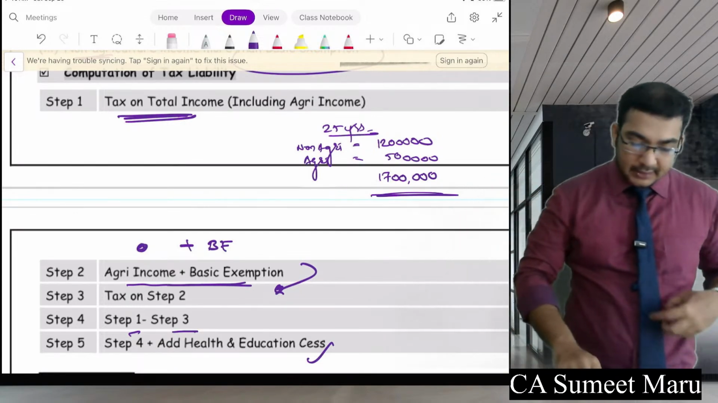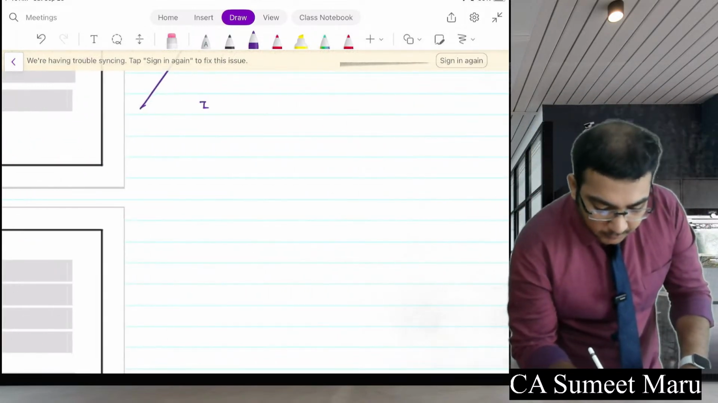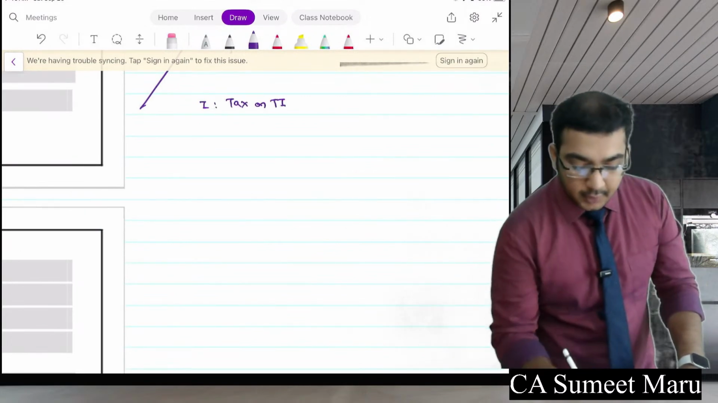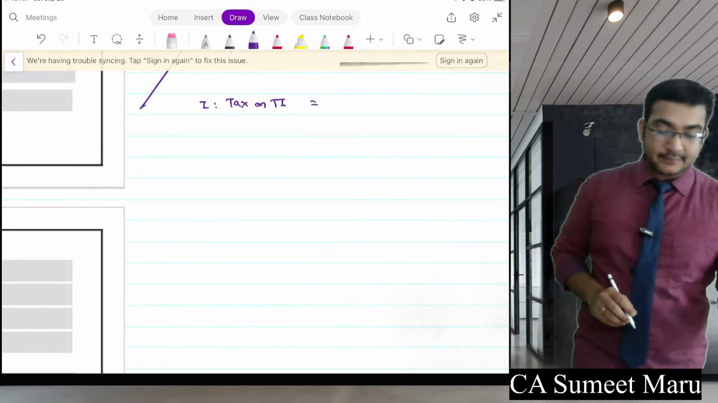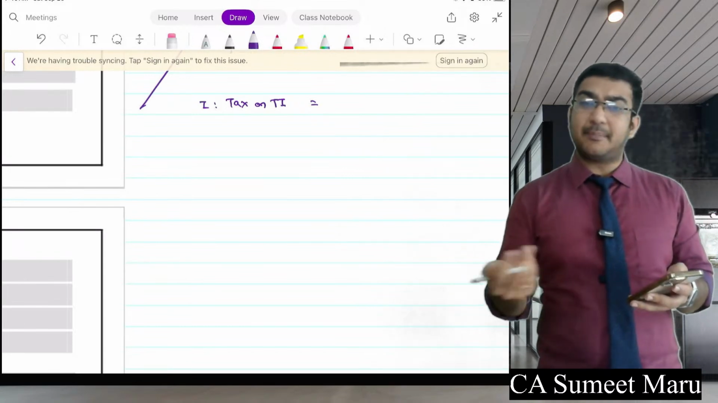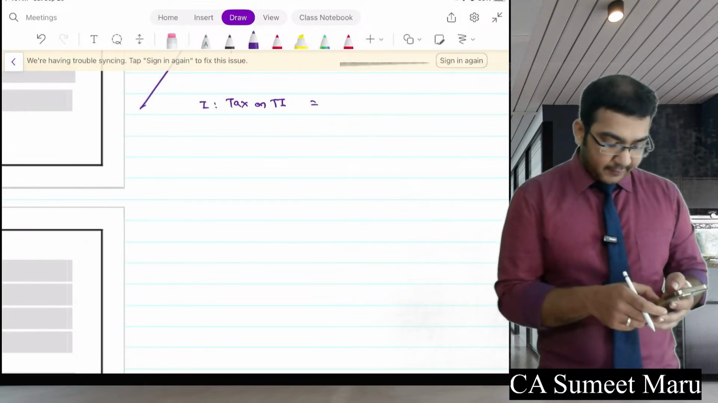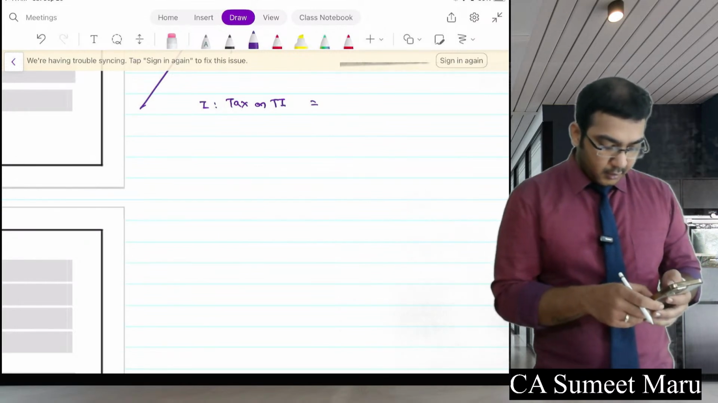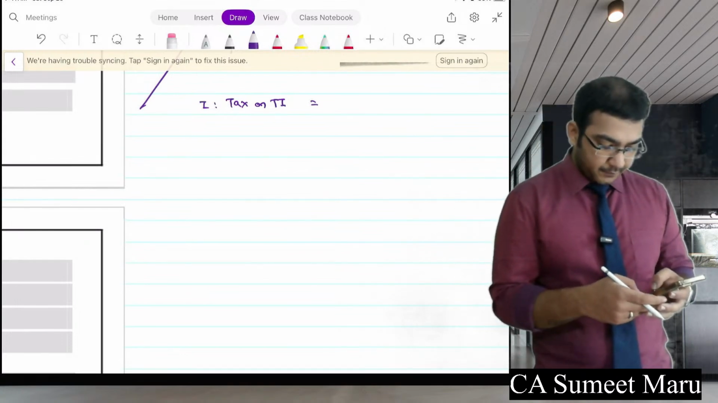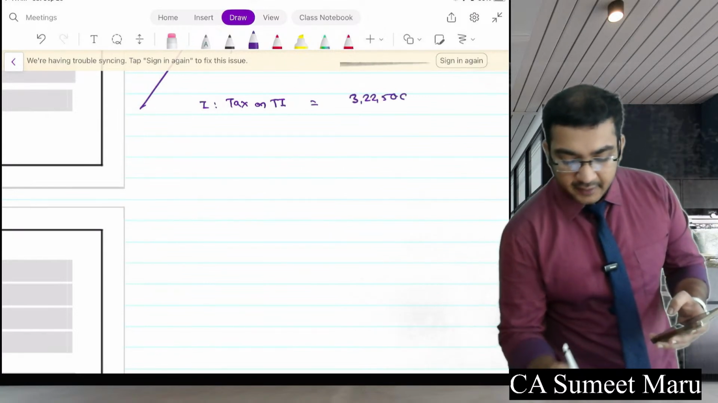Very good. Okay, let me solve this. So step one is what, guys? Step one is tax on total income. So tax on 17 lakhs without health and education cess. What is the tax here, guys? Because health and education cess we add later. 17 lakhs: so 7 lakhs into 30% plus 1 lakh 12,500. So this comes to 3 lakh 22,500.